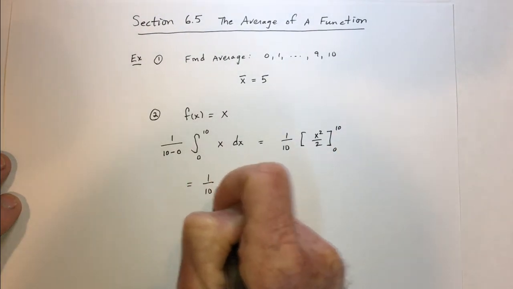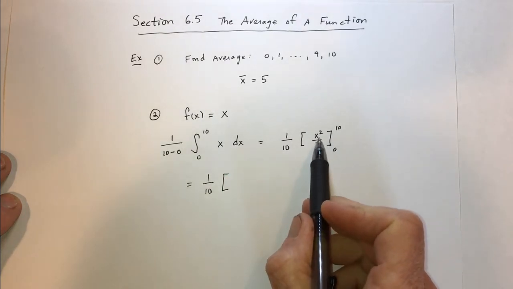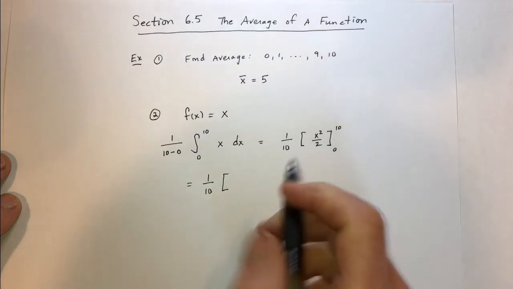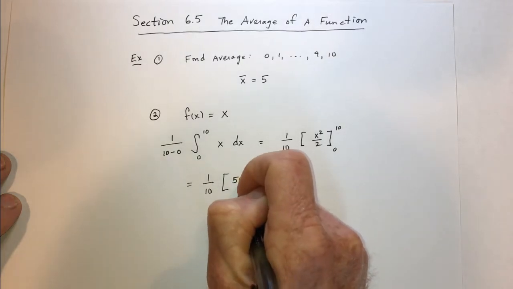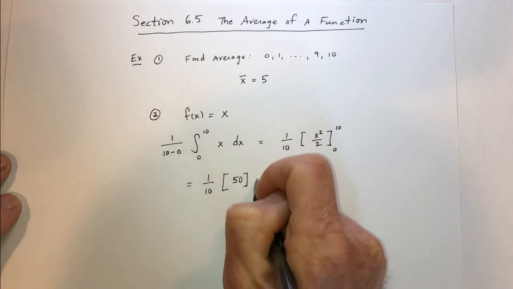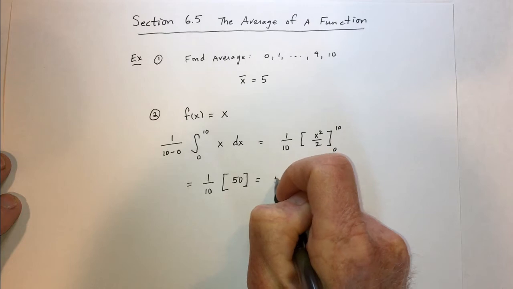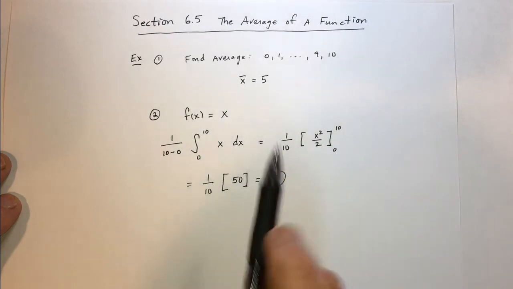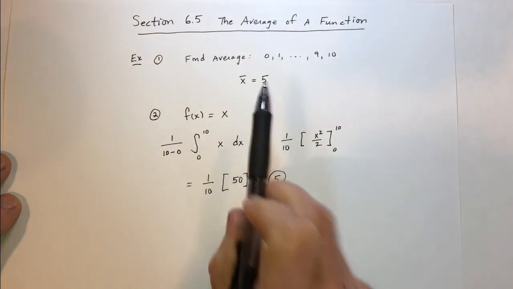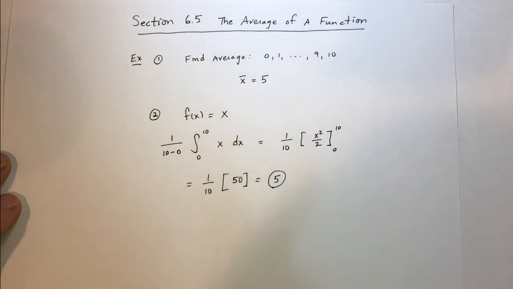So that's 1/10. This is going to be 10 squared divided by 2, so that's 50. And then 0 is going to contribute nothing. So the final answer is, what's 50 divided by 10? It equals 5. What a strange coincidence. 5 showed up as both answers. That's because these are the same exact problem.